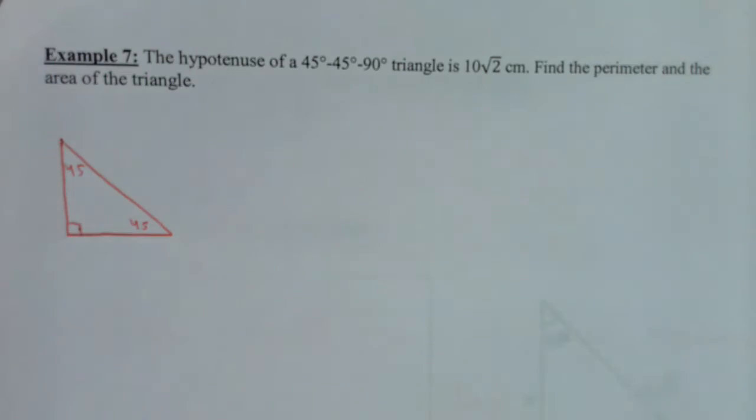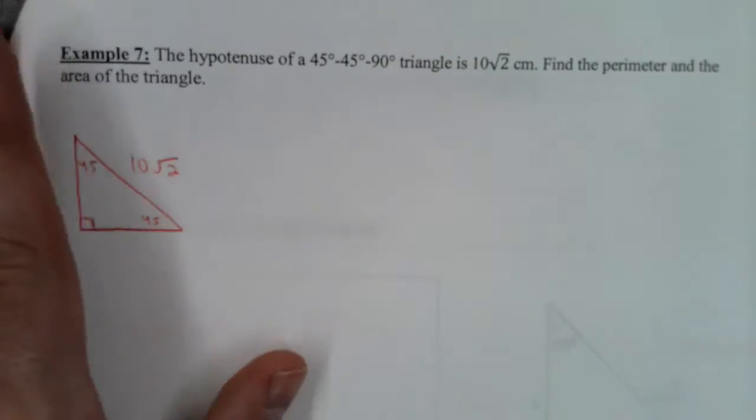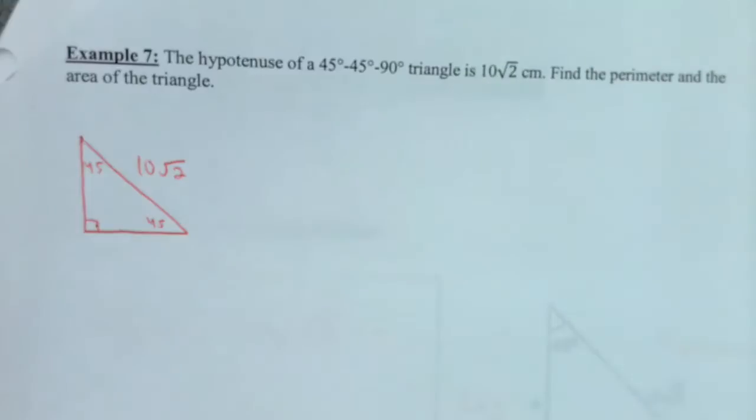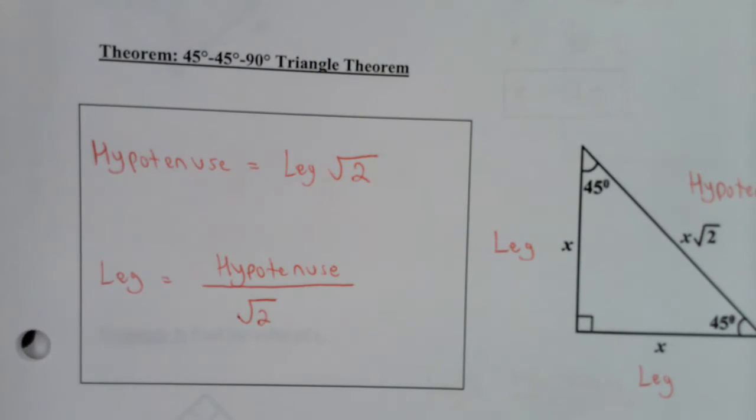It's a 45, 45, 90 triangle. So the hypotenuse is 10 square root of 2. Let's find out how long each leg is. So this is going back to the first page. Okay, so we're using these 2 formulas because it's a 45, 45, 90 triangle. I'm going to use the bottom formula to find out the length of each leg.